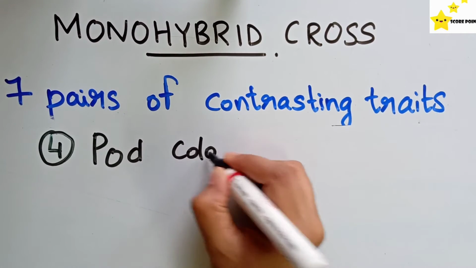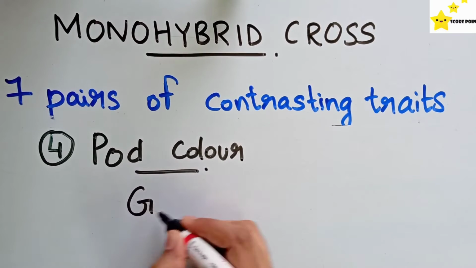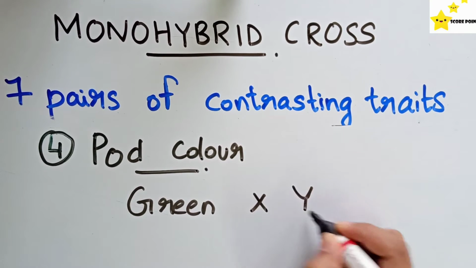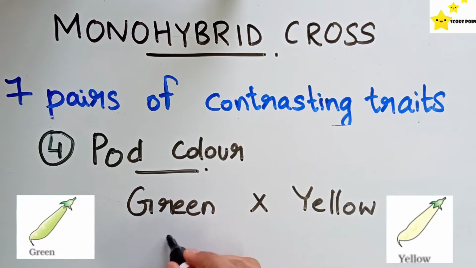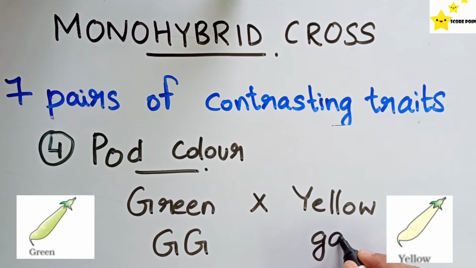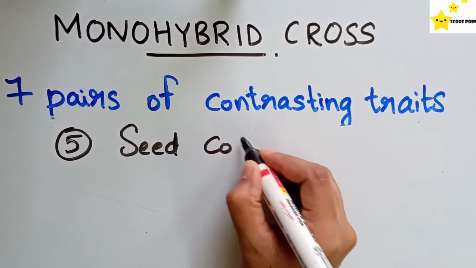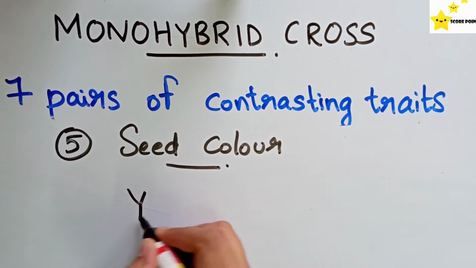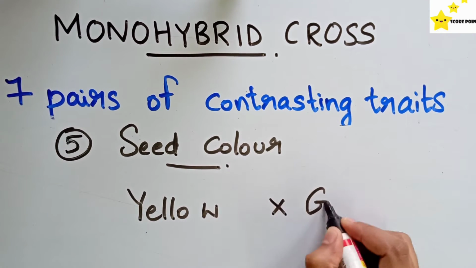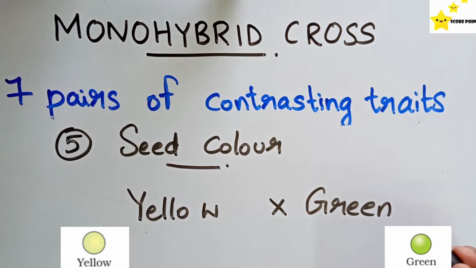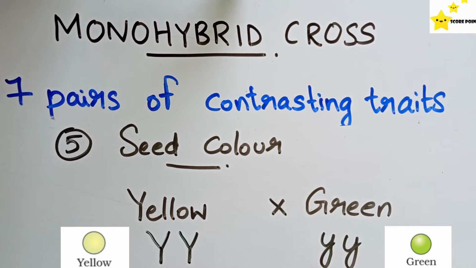Fourth one is the pod color, the color of the fruit or the pod. It is green and yellow. Green is the dominant trait. Yellow is the recessive trait, and it's represented by capital G and small letter g. Fifth one, seed color is observed. Dominant trait is yellow, and recessive trait is green. Yellow color is represented by capital Y since it is the dominant trait, and green, being the recessive, is represented by small y.